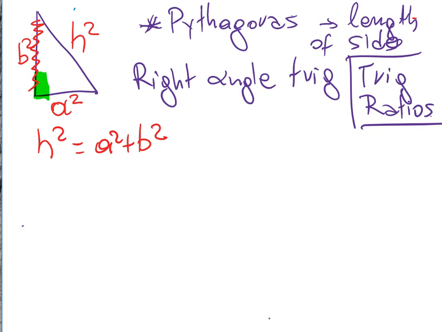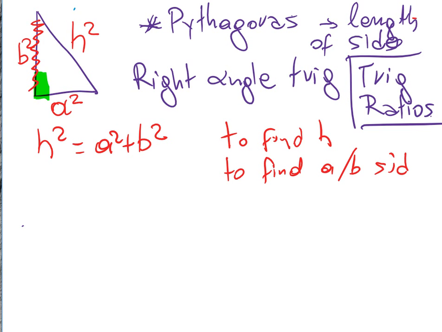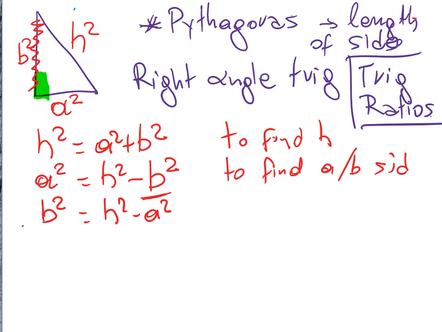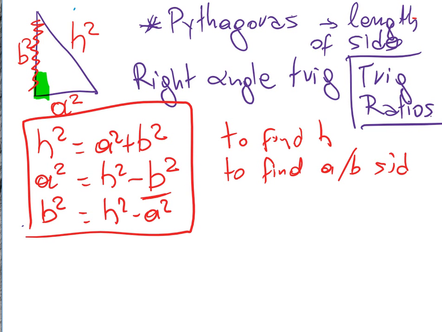So if I'm using this to find the hypotenuse, fine. To find the smaller sides, A or B side, I am working with subtraction. A squared equals hypotenuse squared, take away the one I know. Theoretically, I don't know this and I need to know that. And in the same manner, B squared equals hypotenuse squared, take away A squared. This is if I know the length of the sides.